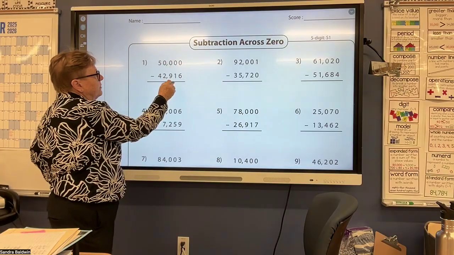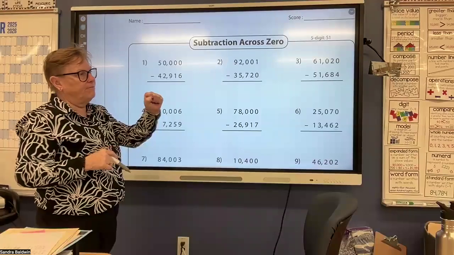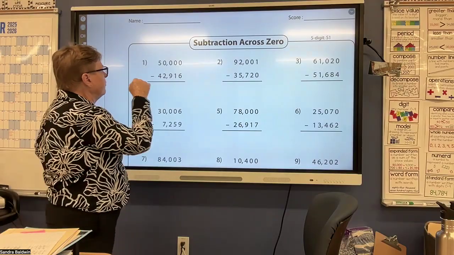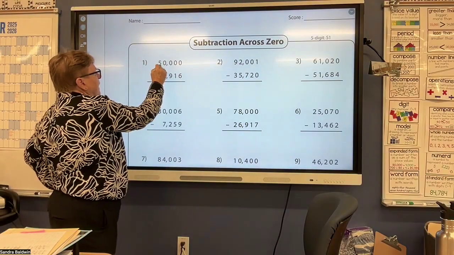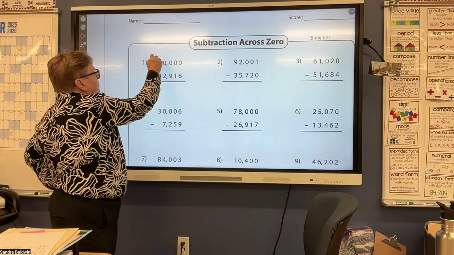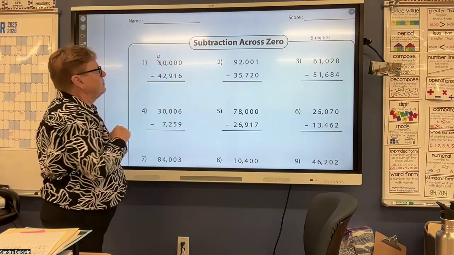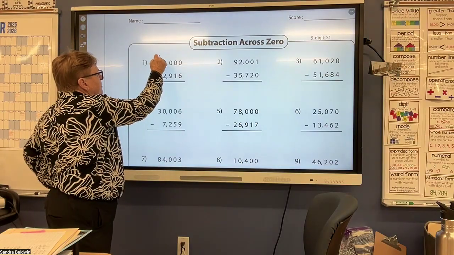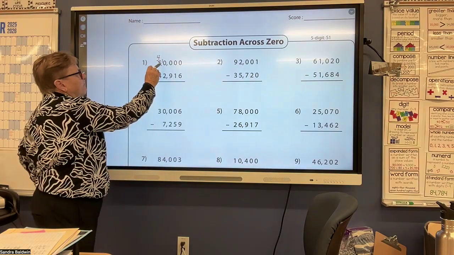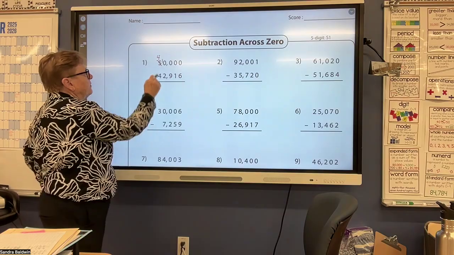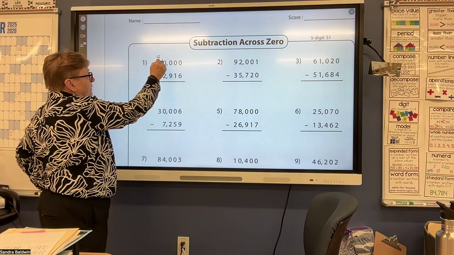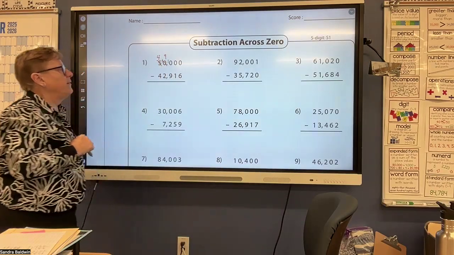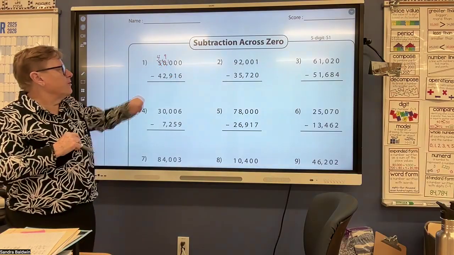I'm dealing with my ones here, 0 minus 6. If I have 0, I can't take 6 from it. So I've got to regroup. So I'm going to take this 5, which is in the 10,000 place. I'm going to take one of those 10,000s and split it up into 10 and put it in the thousands place. Okay, I'm still trying to get more in the ones. So I have 10 here. I'm going to take one of the 10. So I'm changing that to 9 and putting the 1 in the hundreds place to make 10 hundreds.